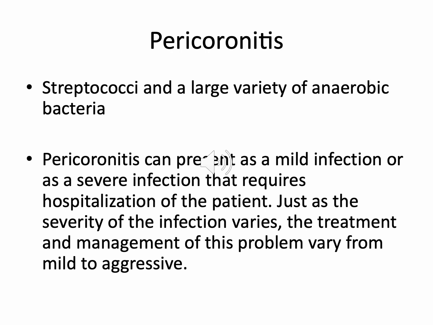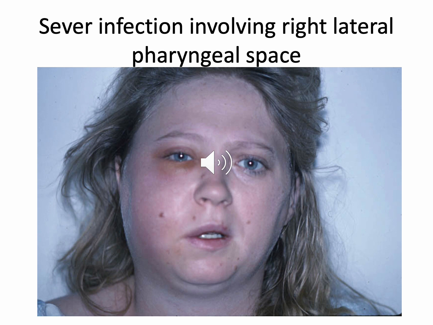It's pericoronitis, typically caused by streptococci and a large number of anaerobic bacteria. It can present anywhere from a mild infection to a severe infection that needs to go to the operating room for extraoral incision and drainage and IV antibiotics. So this would be an example of obviously a severe infection secondary to pericoronitis involving the right lateral pharyngeal space among other spaces. Looks like submandibular, buccal, and it's heading up towards infratemporal as well.